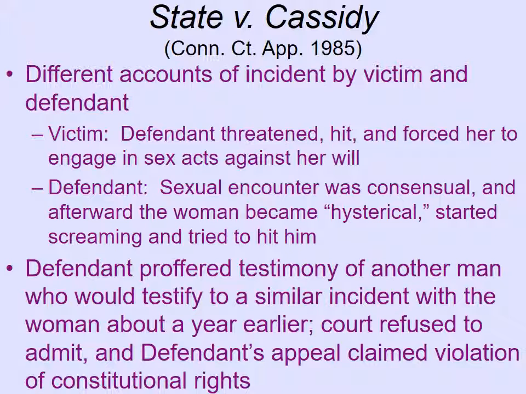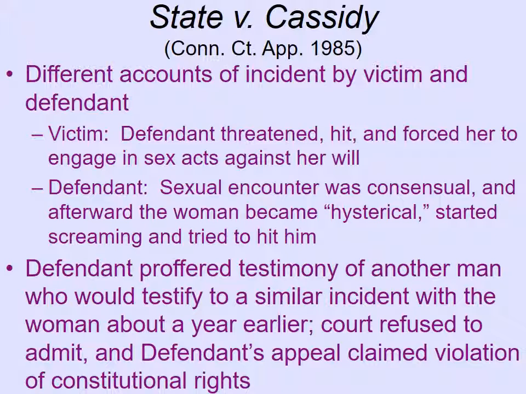Now, Cassidy here wanted to put on the stand a witness who claimed he had had a very similar experience with this victim about a year before. The trial judge ruled the testimony inadmissible because it was barred by Connecticut's Rape Shield statute, which was essentially identical to the federal rule. It did include this constitutional exception that stated that evidence that is, quote, so relevant and material to a critical issue in the case that excluding it would violate the defendant's constitutional rights may be admissible.